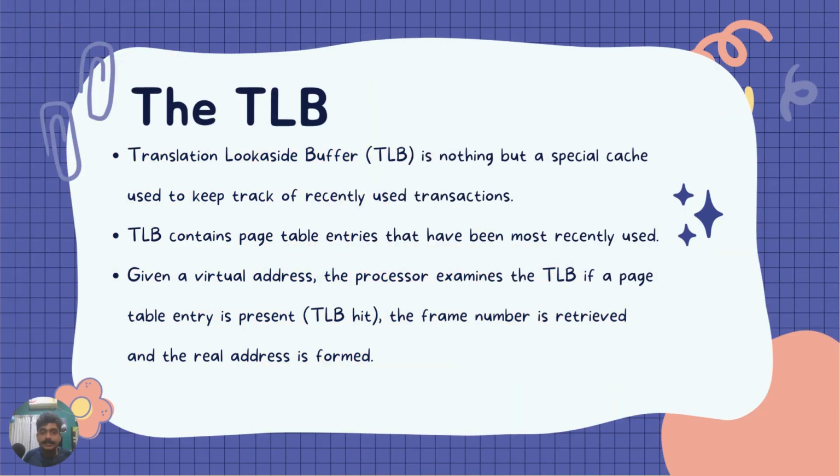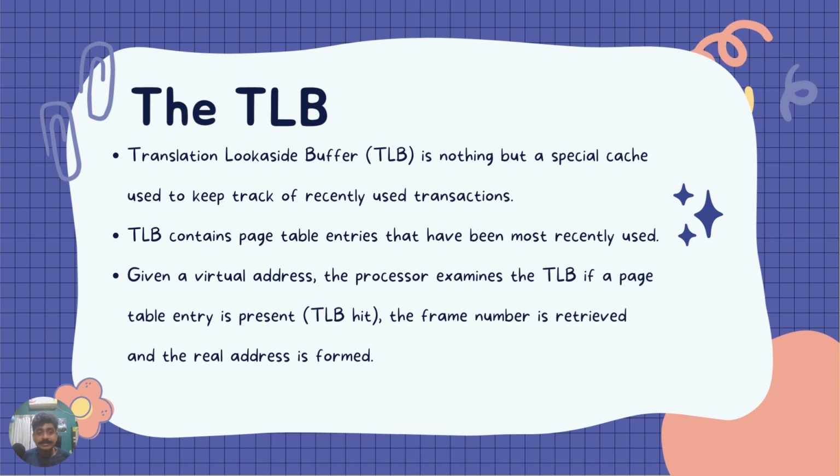So yeah, the TLB, the Translation Lookaside Buffer, is nothing but a special cache. The TLB is also a type of cache. It is very similar to the normal cache, but its purpose is specific. The normal cache is used for everything, but here it's specifically used for the page tables. It is used to keep track of recently used translations.